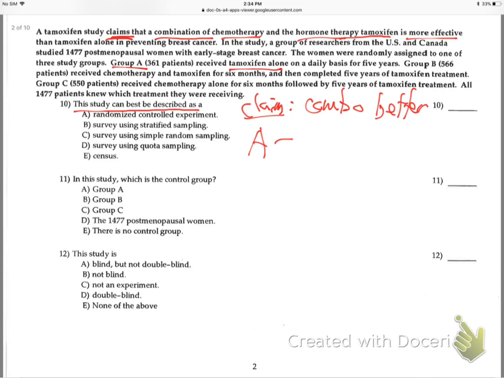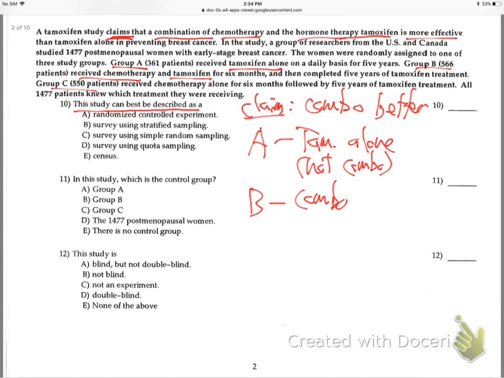So A, tamox alone. Is that a combo? No, it's tamoxifen alone. In other words, not a combo. What does B get? B received chemo and tamoxifen. That's a combo. Some kind of a combo. In C, chemo alone, but then they did get tamoxifen also. So it's some kind of different combo, but it's still a combo.